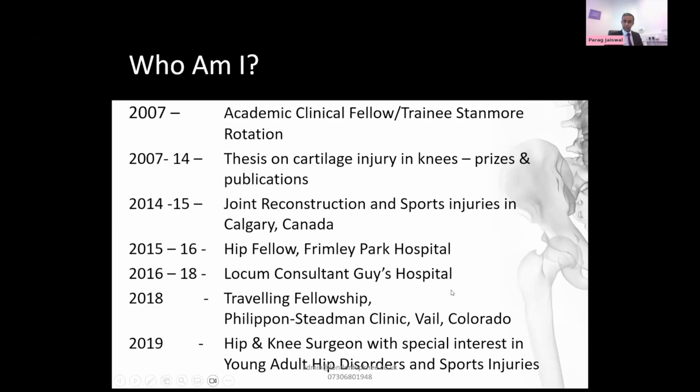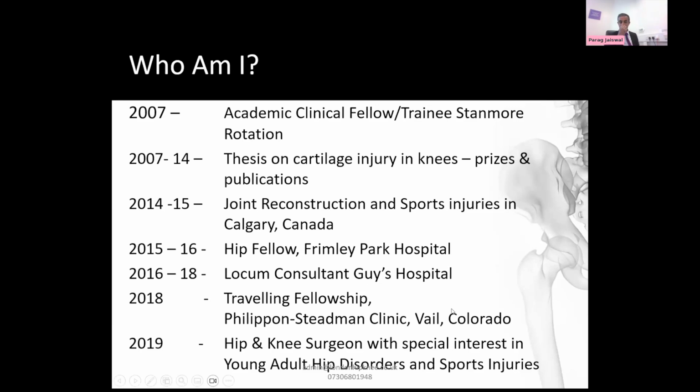I was then a locum consultant in Guy's Hospital, which is where I trained as a medical student. So it was a lovely homecoming. I spent a couple of years there, and during that time, I was awarded the British Hip Society Traveling Fellowship, which led me to Vail, Colorado. Sadly, not during the winter months, so I didn't ski. This was in September, but really, I learned a tremendous amount from world-leading hip and knee surgeons.